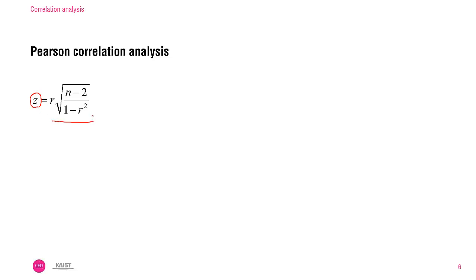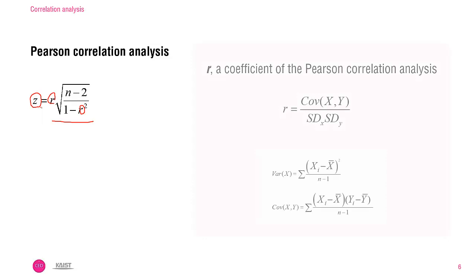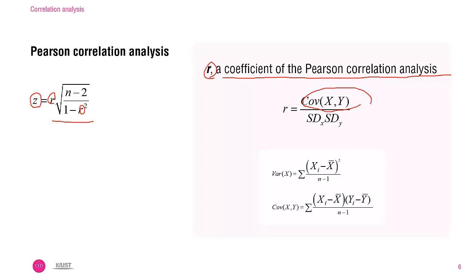As you see here, you need to know this R in order to calculate the Z-score. The R, usually written in italic typeface, is a coefficient of the Pearson correlation analysis. The R is a ratio of covariance to the two standard deviations. They are here multiplied.